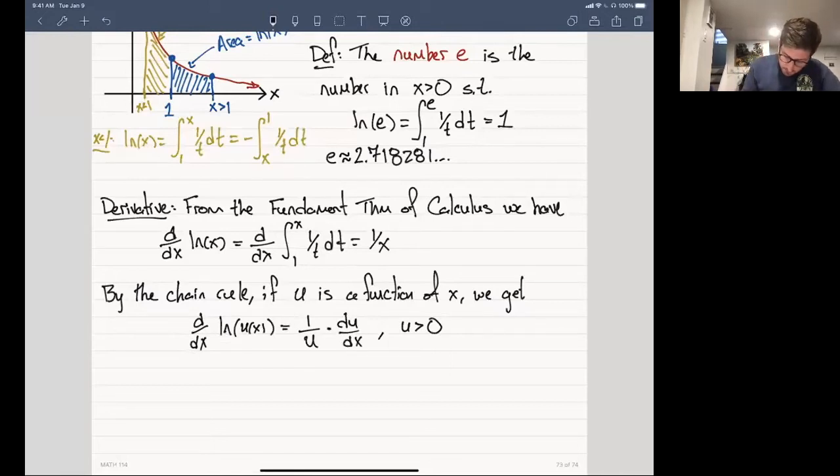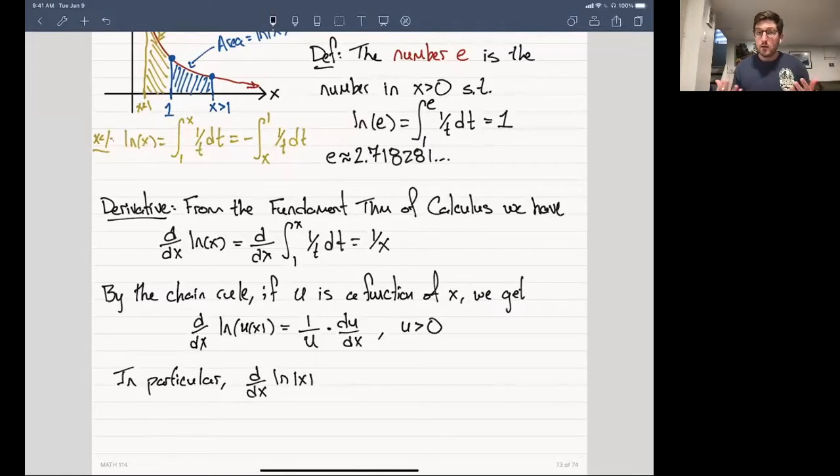So in particular, the derivative of the logarithm of the absolute value of x, as long as x is not equal to 0, has a range of all the positive numbers. So this is valid as long as x is not equal to 0. This thing is equal to 1 over x when x doesn't equal 0. And so why was it that I felt it was necessary to look at this?